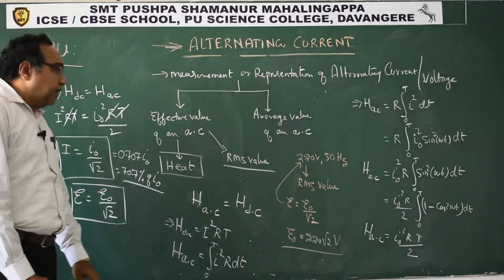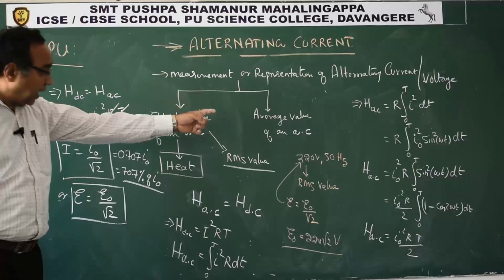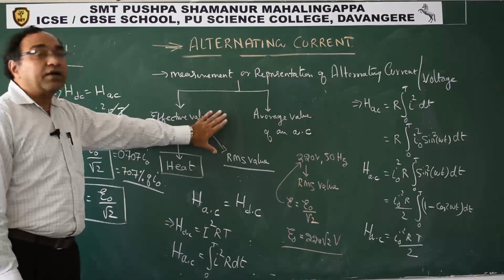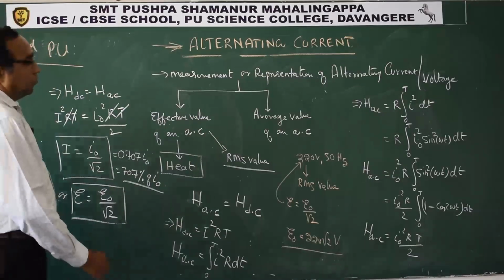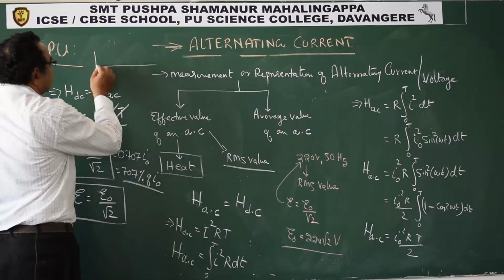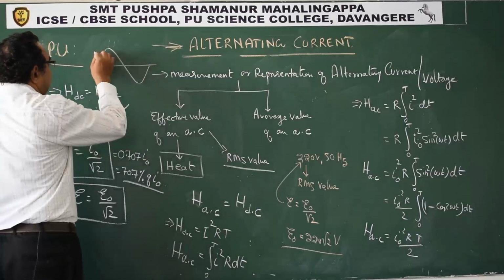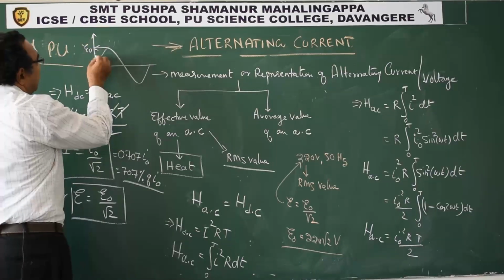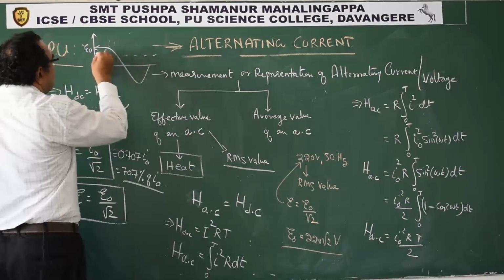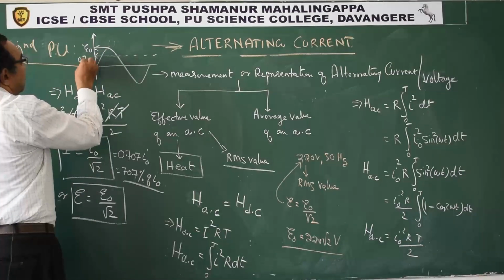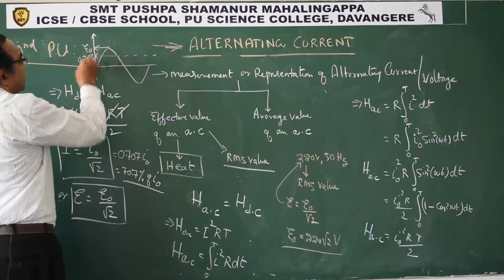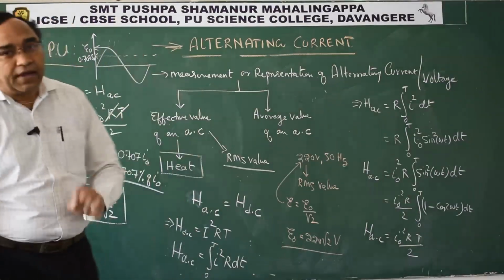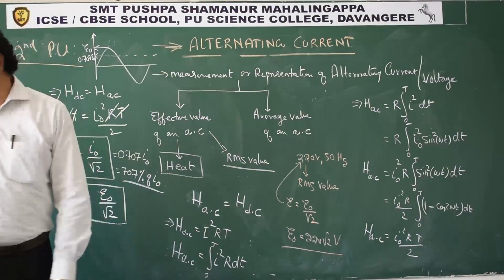Now let us see what is the meaning of average value of an AC. So if you try to plot this effective value, where will it come? This is your AC, right? So this is your peak value. Okay, 70.7% is somewhere here. This is your 0.707 E naught. This will be the RMS value of an AC, whether it is voltage or current.